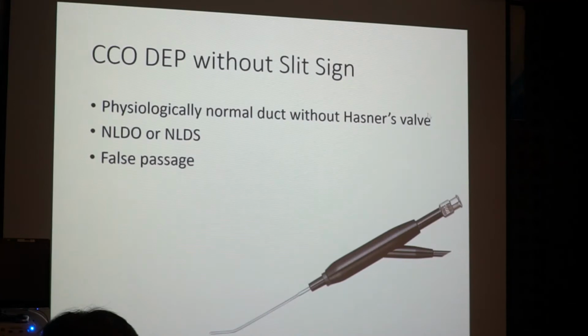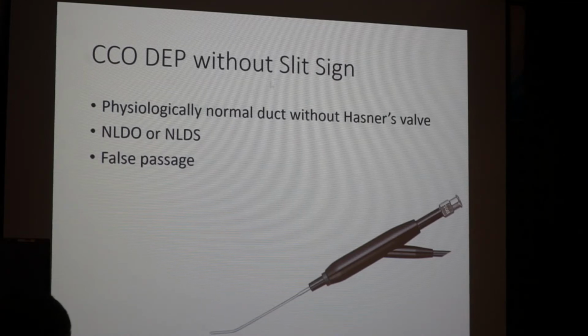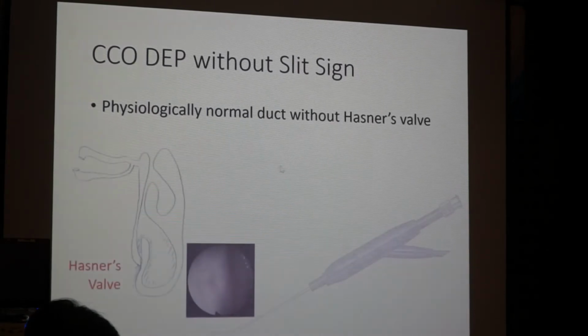So then, what should we think if the slit sign is not visible? So, common canalicular obstruction without the slit sign. At that time, there are three conditions we have to think about. The first one is a physiological condition. This is no problem: a physiologically normal duct without Hasner's valve.